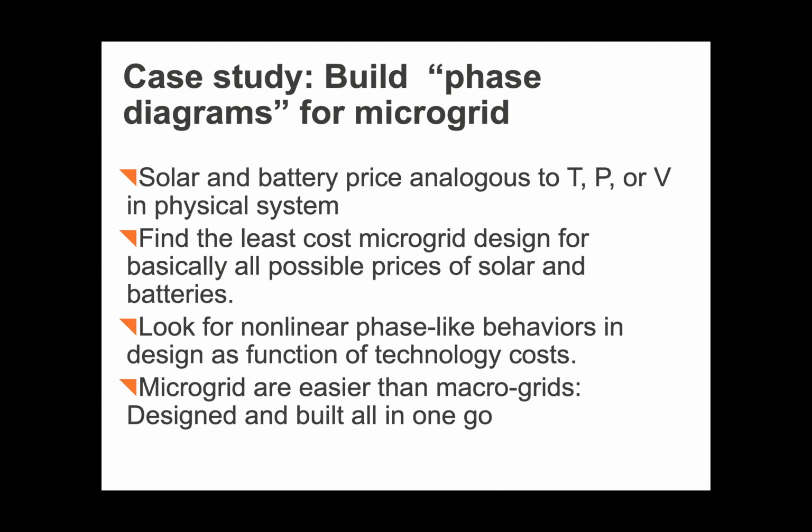And so solar and battery price are going to be the variables, analogous to temperature, pressure, or volume. We're going to find the least cost microgrid design for basically all possible prices of solar and batteries. And we'll look for nonlinear phase-like behavior as a function of technology costs. And by the way, we're starting with microgrids because they're designed and built in one go. I think these ideas are applicable to macrogrids, but the short answer is that they're non-equilibrium systems. We can talk more about that later, but let's just focus on microgrids for now.